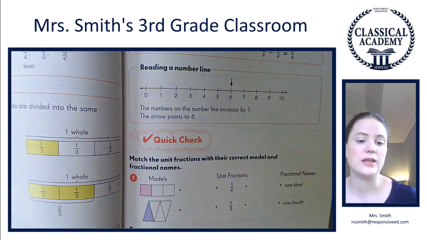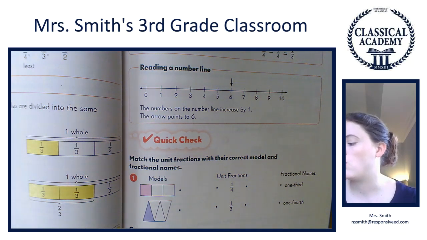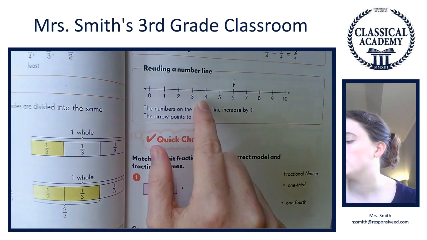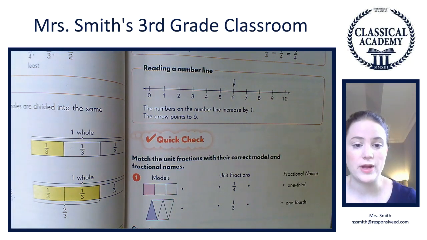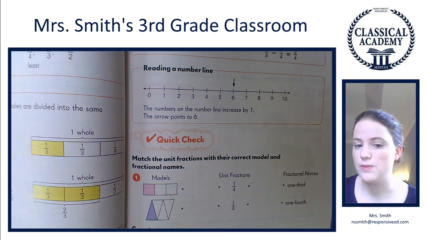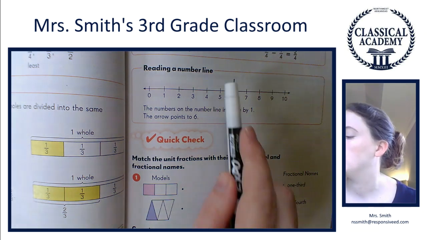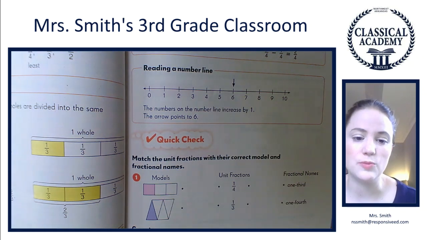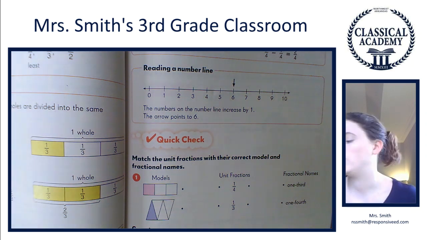Down here it says reading a number line. The numbers on the number line each increase by 1, right? 1, 2, 3, 4, 5, 6. 6 is on a number line. All right, that's just something it wants to remind you of. Do know that fractions exist on this number line too. So if I were right smack in the middle between 4 and 5, what fraction would that be? Right, 4 and 1/2. Very good.